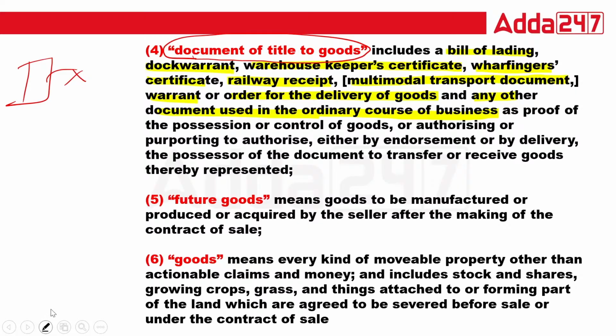What does this signify? It signifies proof of possession and control of goods, authorizing or purporting to authorize, either by endorsement or by delivery, the possessor of the document to transfer and receive the goods thereby represented. A very important definition: document of title to goods, class.